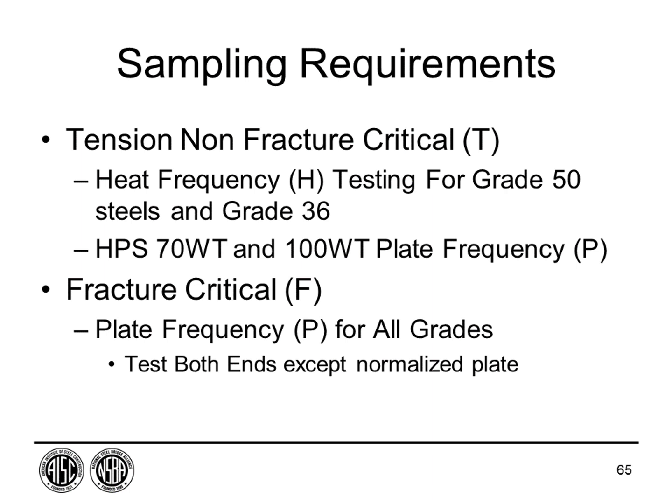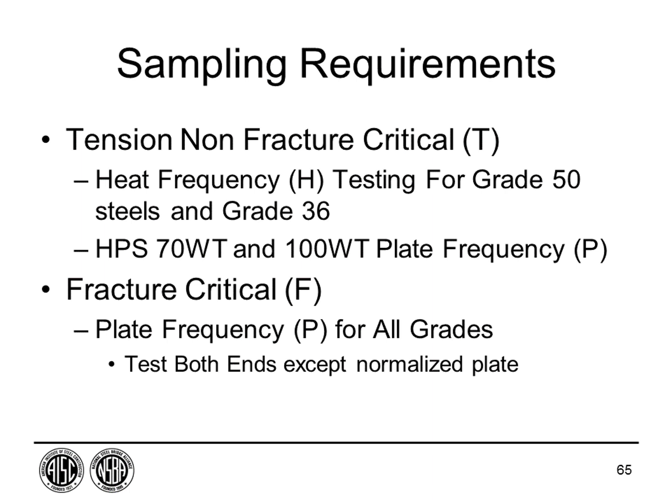Now there are some special requirements for sampling. If it's a tension non-fracture critical member, you do the sampling for the Charpy V-notch on a heat basis. One heat of steel is one ladle of steel, one batch of steel, and that's for grade 50 and grade 36. If you're doing a heat-treated steel, which would be the 70Ws and the 100Ws, on those you have to do plate testing frequency. That is, you actually sample the actual plate, because that plate will have unique characteristics based on its heat treatment.